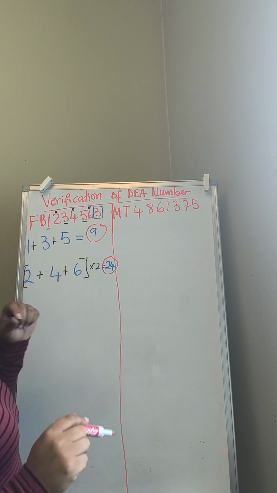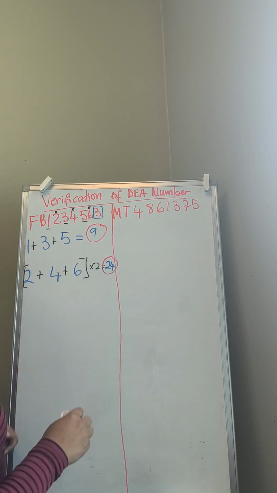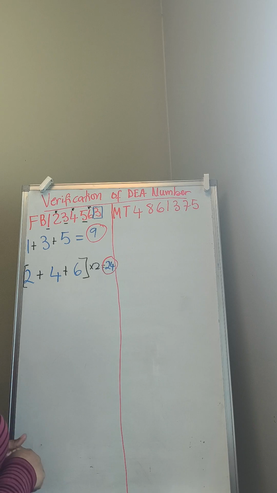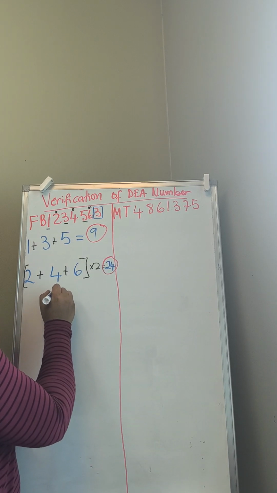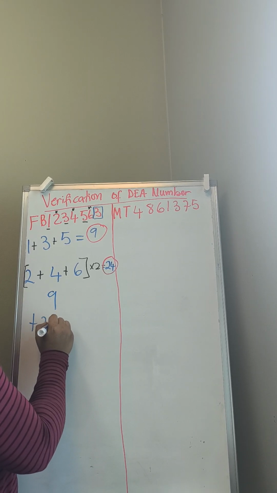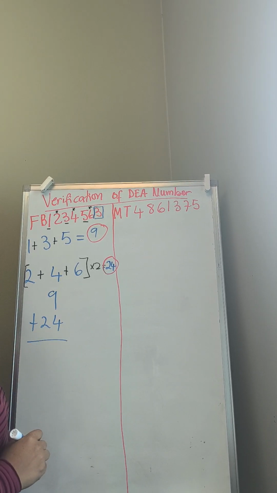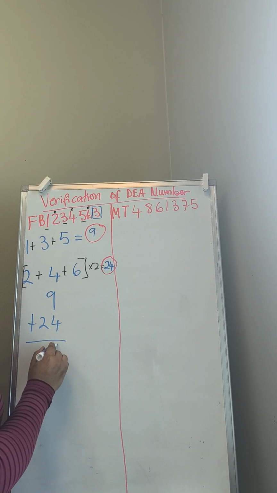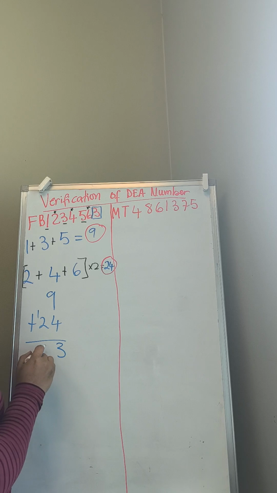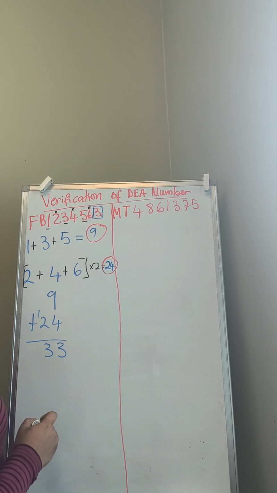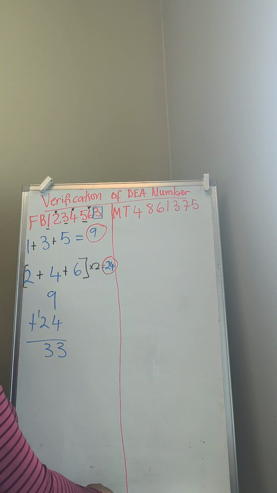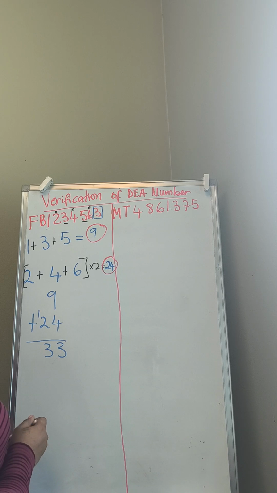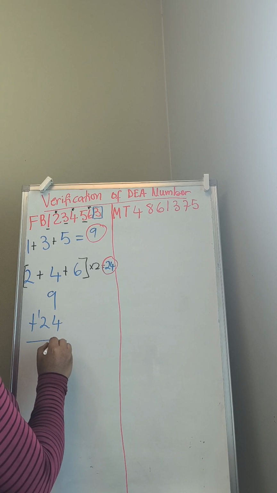Next, what you're going to do is add these two numbers, okay? We're going to add 9 and 24. 9 plus 24 is 33. If you don't know how I got there, 9 plus 4 is 13. 1 plus 2 is 3. 33. Now we have this number. Now pay attention to the last number here. I'm going to put it in a box.